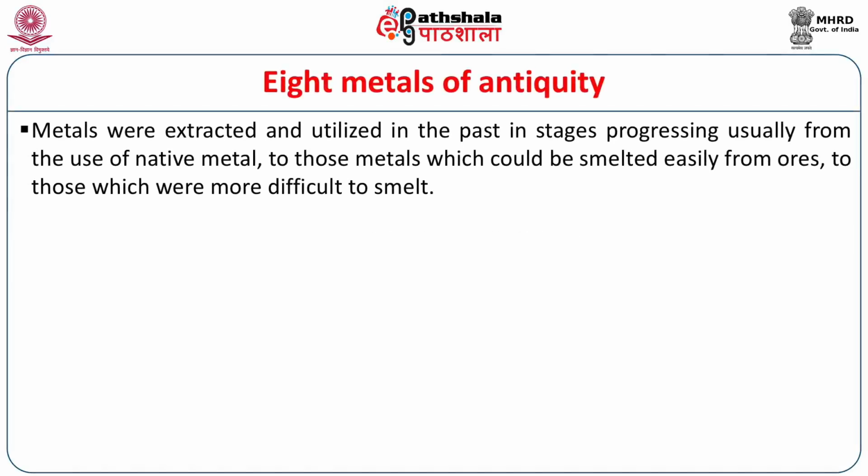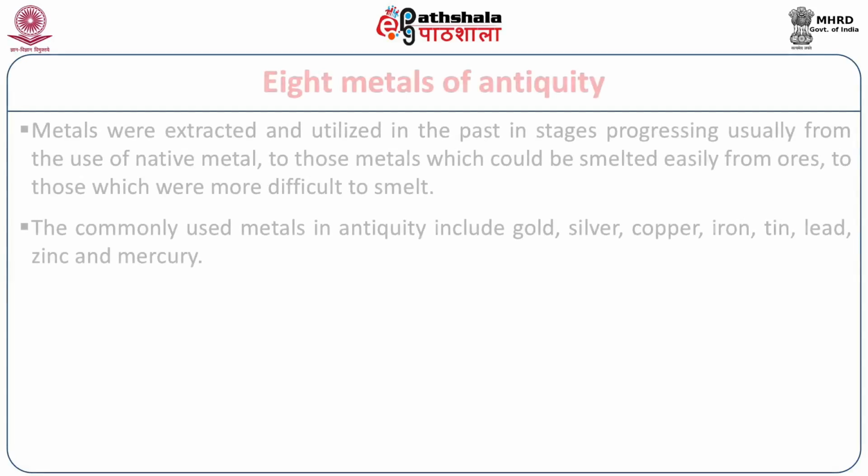Metals were extracted and utilized in the past in several stages, progressing from the use of native metal, i.e. those metals which were easily found in the native state, to those which were found in combination as ores, and there too it was those which could be easily smelted from the ores which were first identified, and then those which were more difficult to extract or smelt were discovered later.